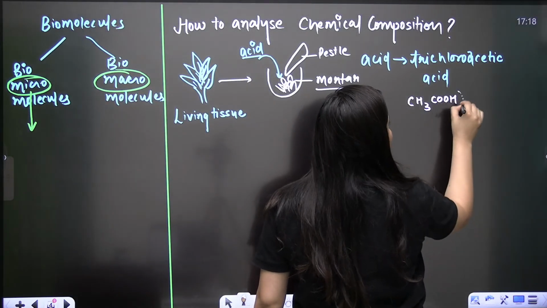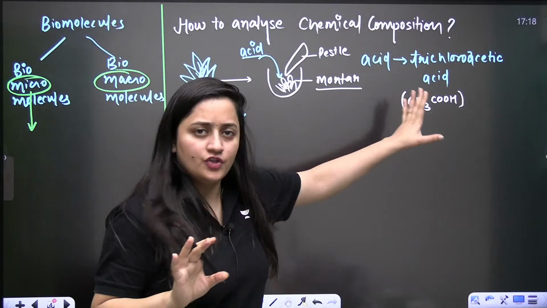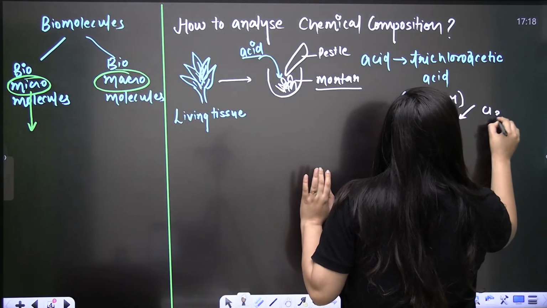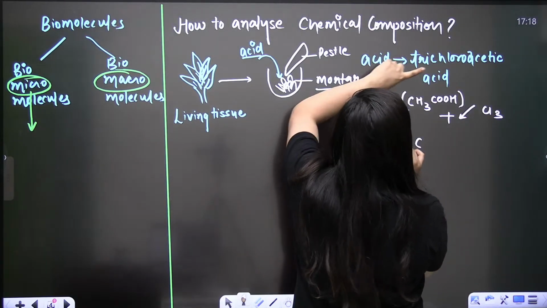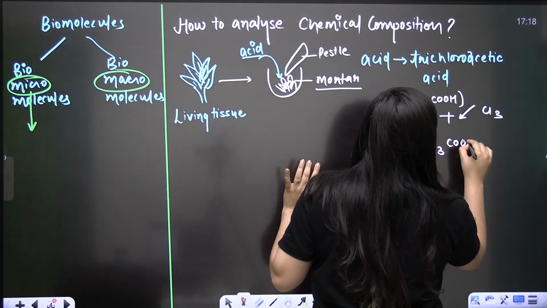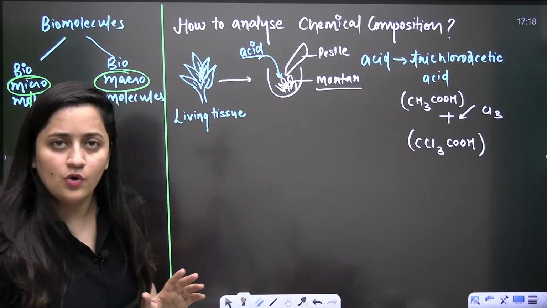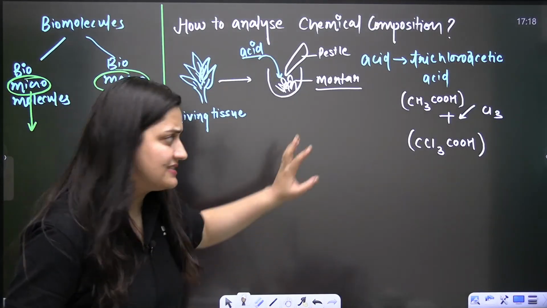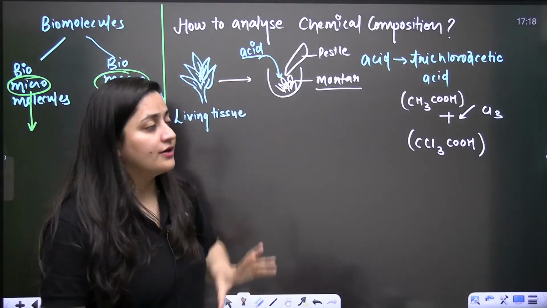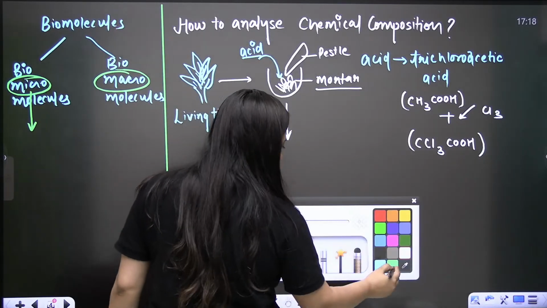Acetic acid is CH3COOH. Obviously, you are going to add chlorine, and you will get trichloroacetic acid. So it is going to be CCl3COOH. This is trichloroacetic acid, and obviously it is stronger in comparison to acetic acid. So this is what we are going to add here. After adding it, obviously you will get a slurry.